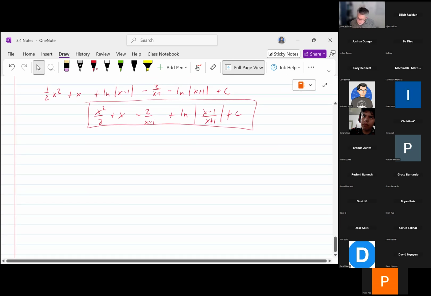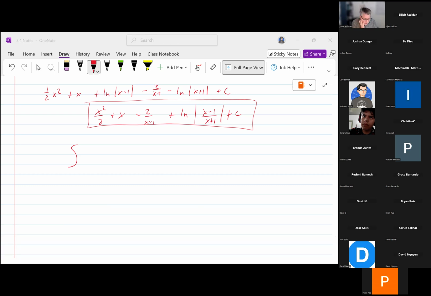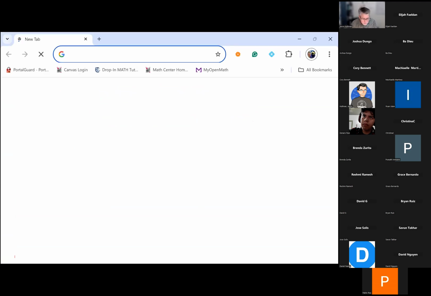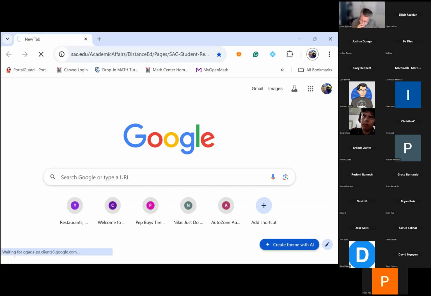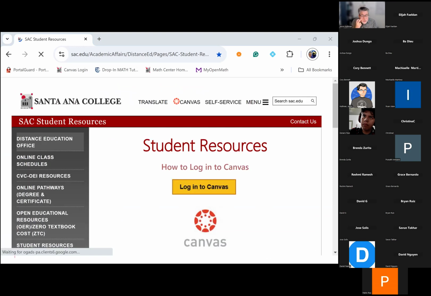If we look at the formula sheet, okay, we will see that on the formula sheet, we have a formula for inverse tangent, okay, that we can use. So if we go to here, and then I want to pull up the formula sheet. Actually, let me just pull it up this way.